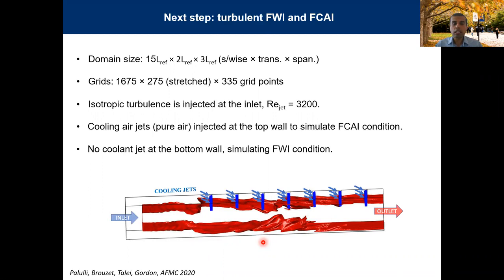So what we've done is to set up a 3D computational domain in which we have basically two flame branches interacting with the top and bottom wall. The bottom wall doesn't have any cooling holes, and the top wall, excuse me, has a number of cooling jets coming into the flame, all right?